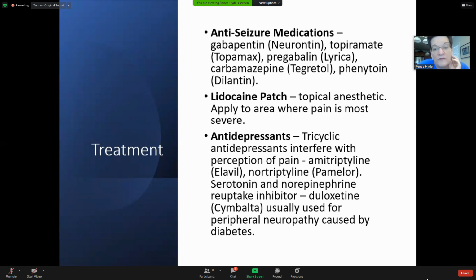They can also use some of the tricyclic antidepressants. It interferes with the perception of pain. You may see them use some of your SSRIs for peripheral neuropathy caused by diabetes.